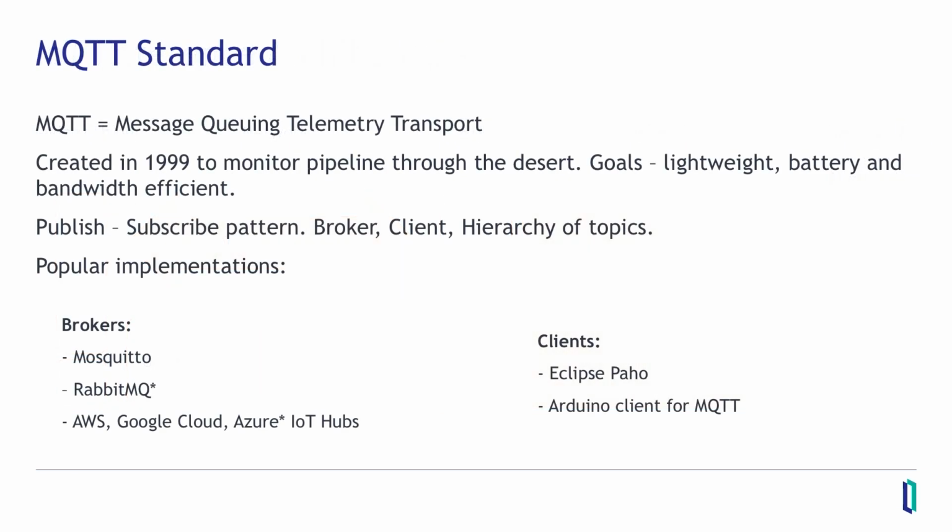The well-known implementation of MQTT, you need a client and you need a broker. Right, for brokers, well-known implementations are open source Mosquitto and RabbitMQ. And all the cloud providers, I'm listing here the major 3, they based their IoT hubs on the MQTT protocol. If you look at AWS and Google Cloud, that's just MQTT.